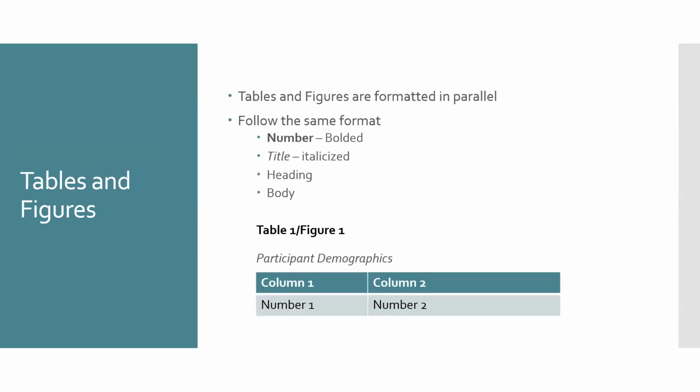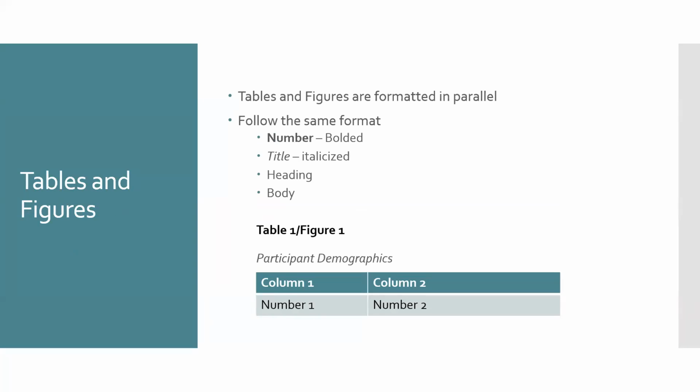Awesome. So tables and figures, they didn't really change much between APA 7th and 6th edition, but I really wanted to get into them because I think this is another section that people can get really tripped up on. Tables and figures are always going to be formatted in parallel. What that means is they're all going to follow the same format that kind of goes down. You'll see in a second. I have an example on the next slide.